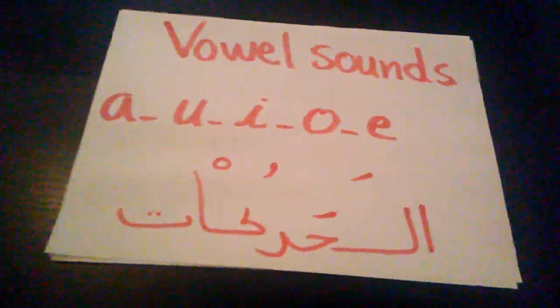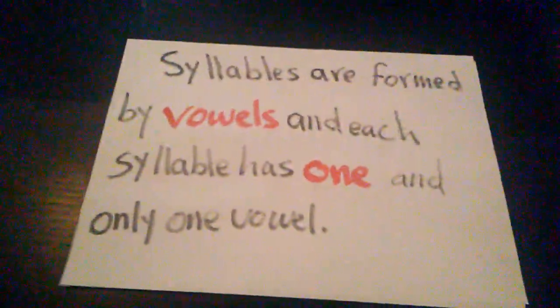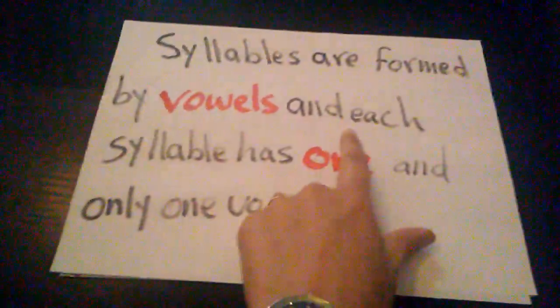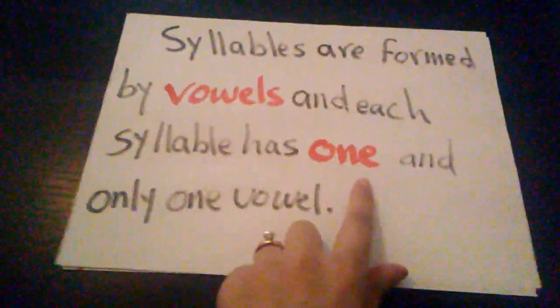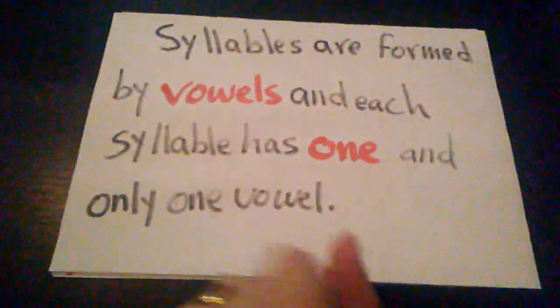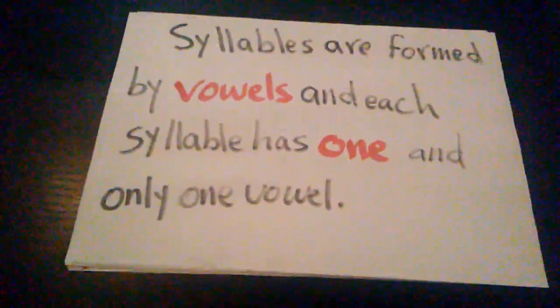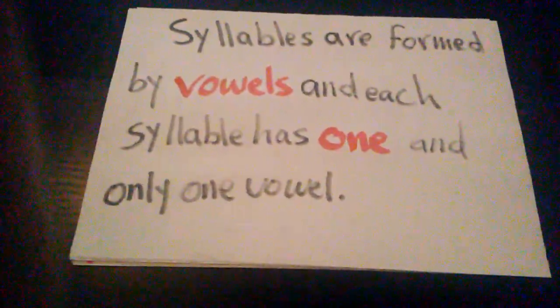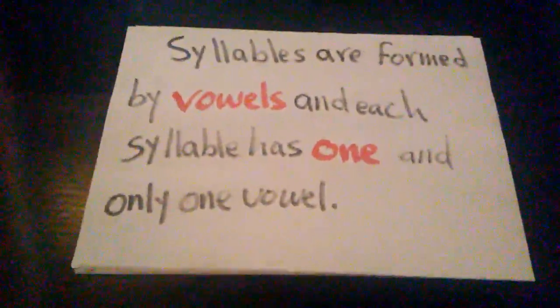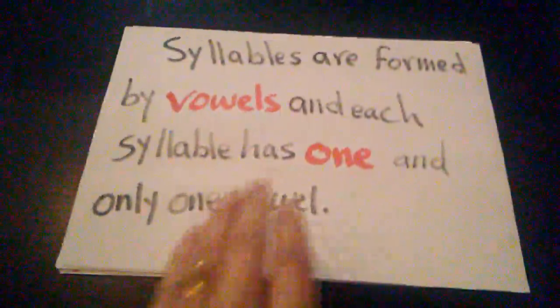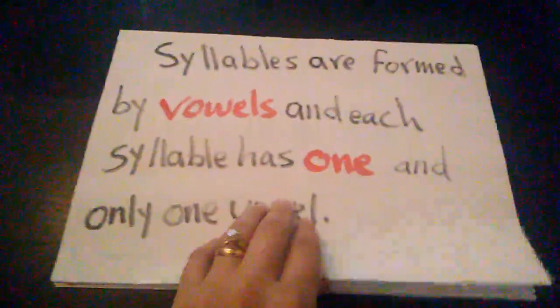It is soundless. Okay? Now, every syllable is formed by a vowel, of course, and each syllable has one and only one vowel. When I say one and only one vowel, it means one sound. You may have two vowels that form only one sound. You will have examples of that case, but now I will give you an example of how to divide a word in English.